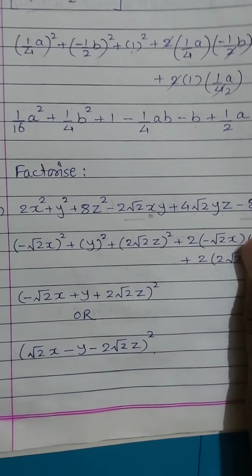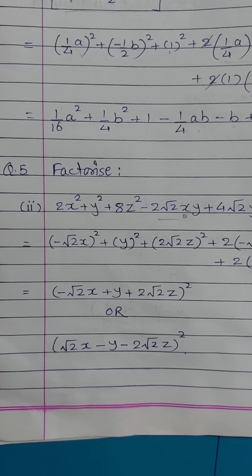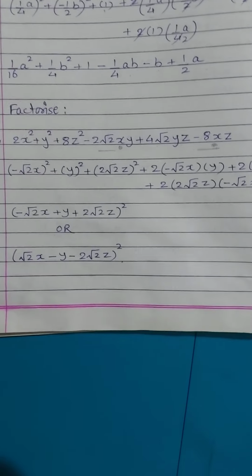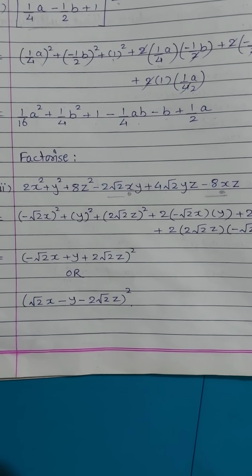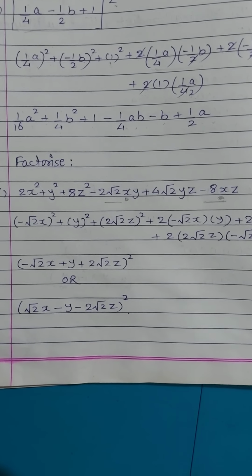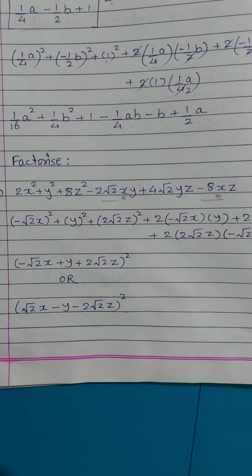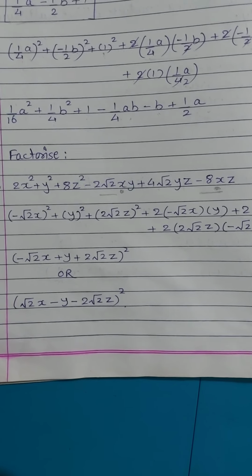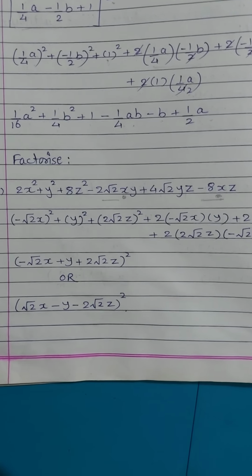Okay. Now question number 5. Here two questions are there. I have taken second of them. Okay. The question is 2x square plus y square plus 8z square minus 2 root 2 into xy plus 4 root 2 into yz minus 8xz. We have to factorize it.